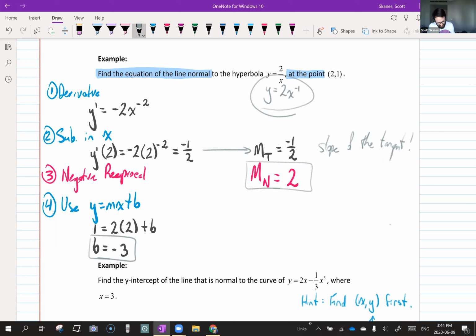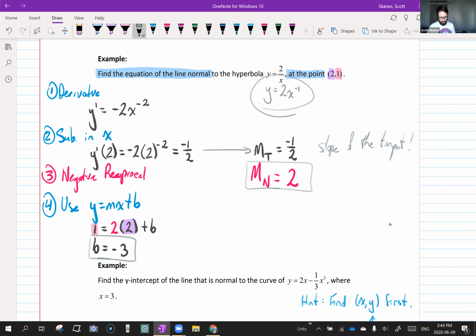Let's see that. In case you're lost, let me color code this. My x value is this. My y value is 1. And my slope is m, which is 2, just so that we're all clear.